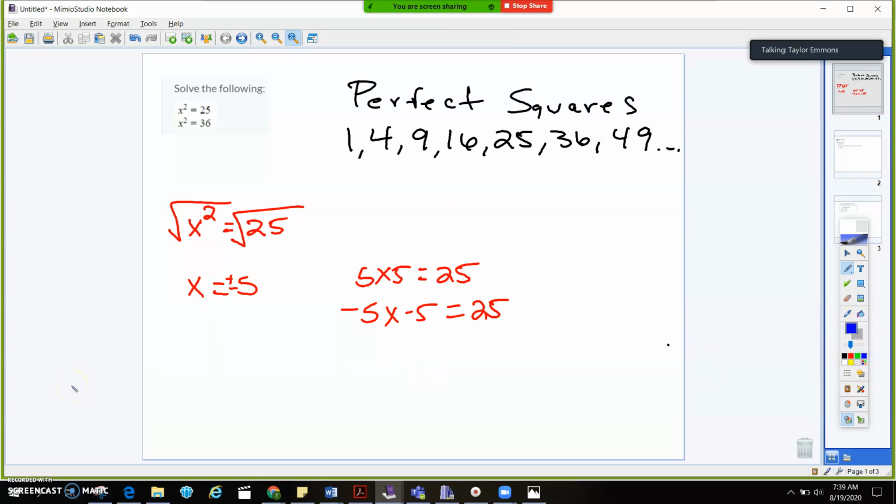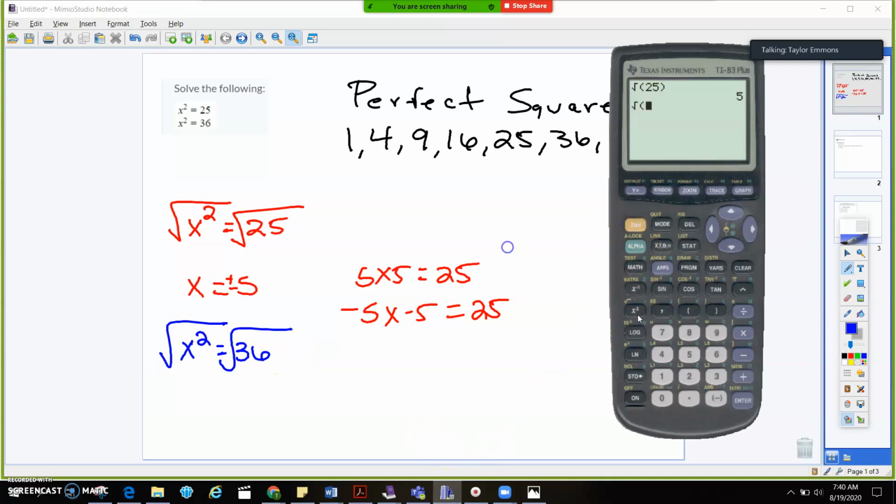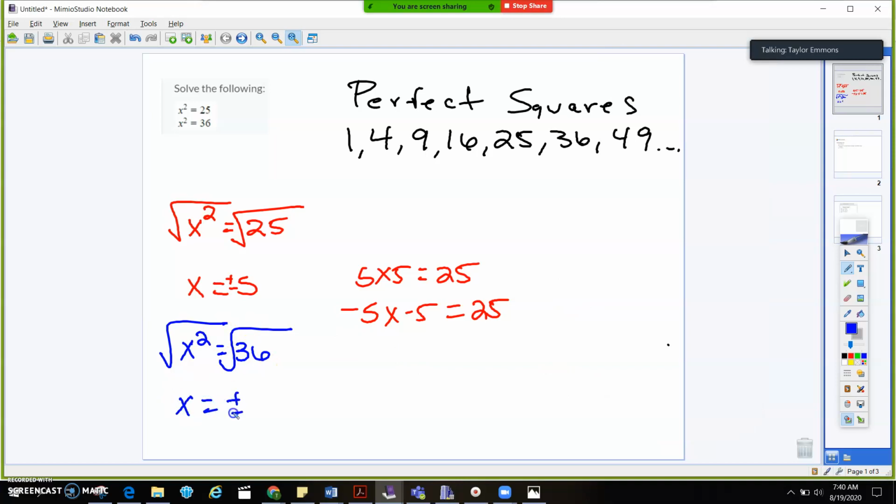So if you get that, go ahead and try number 2, which is x squared equals 36. If you're watching this video, you would pause the video and try it on your own. But since y'all are live, we're going to take the square root of both sides. The square root of 36 is 6, and x is going to equal positive and negative 6, because again, if we take the square root of something, there's going to be a positive and a negative value.